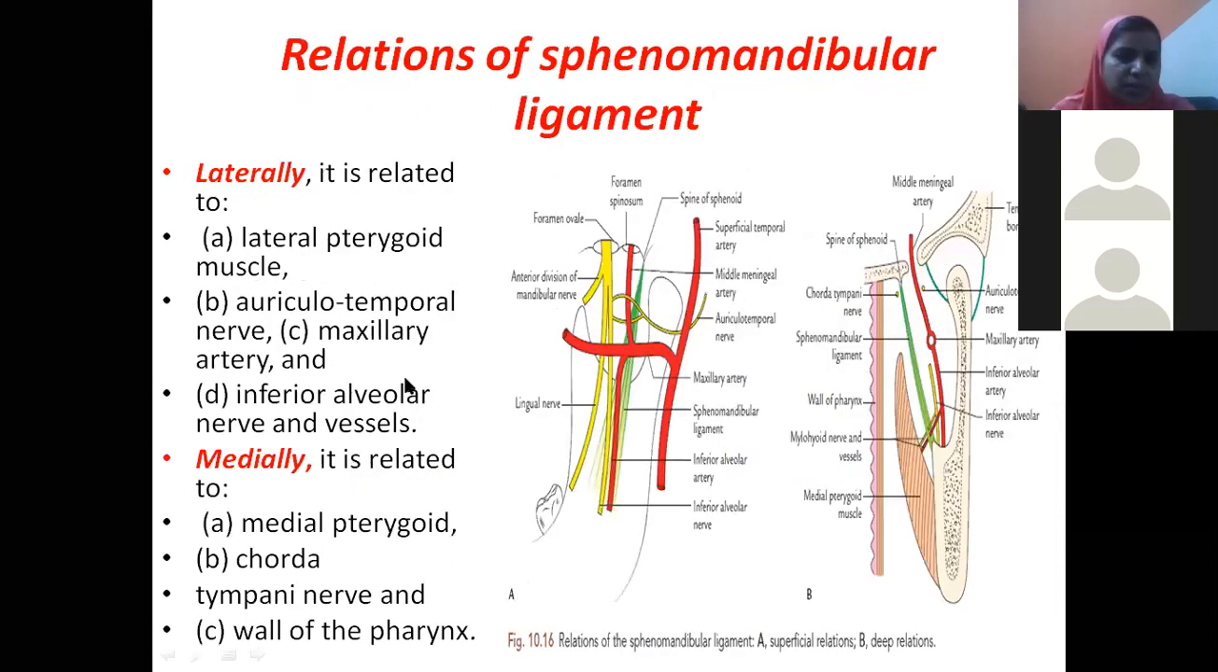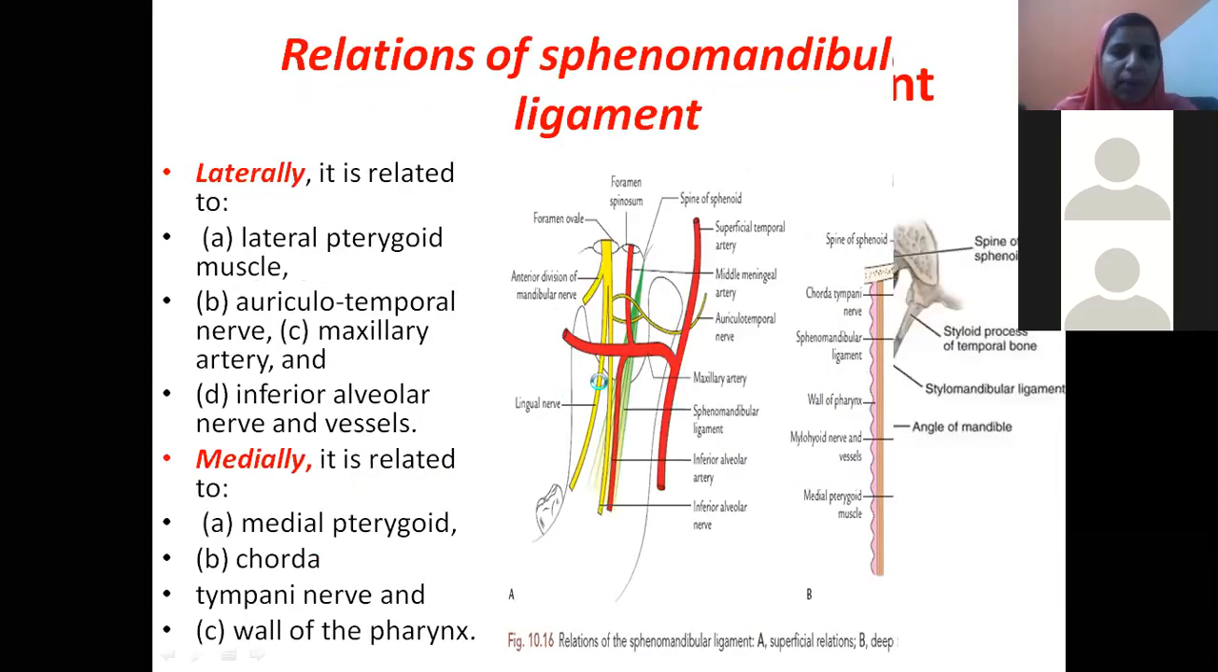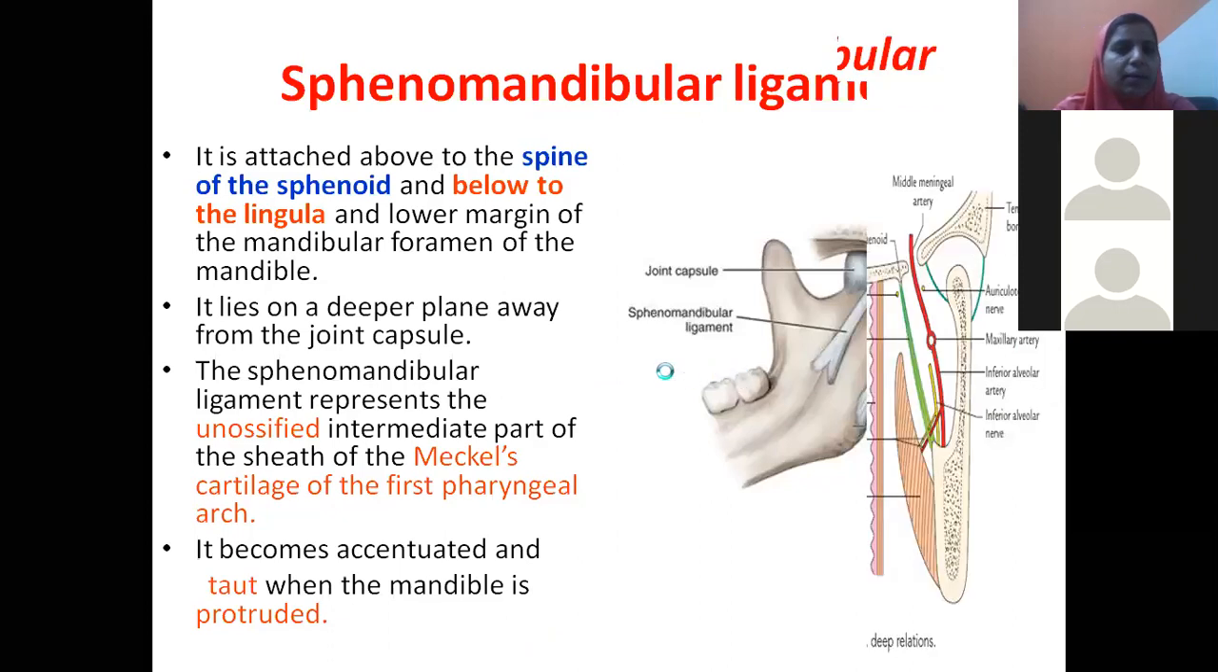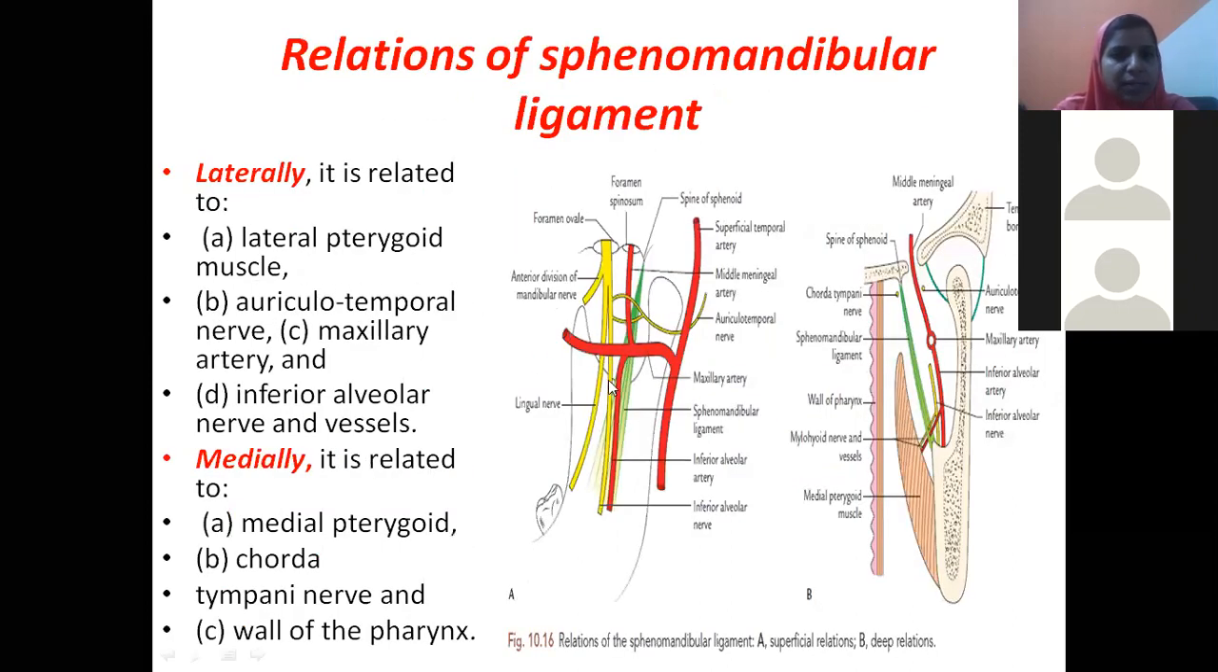Then relations, just a few relations you can remember about this sphenomandibular ligament. Laterally it is related to, see, this is our sphenomandibular ligament, the lateral pterygoid muscle, auriculotemporal nerve, the one which is going like this, supplying the scalp, maxillary artery, and inferior alveolar vessels and nerves. Medially it is related to medial pterygoid, chorda tympani nerve, and wall of pharynx.